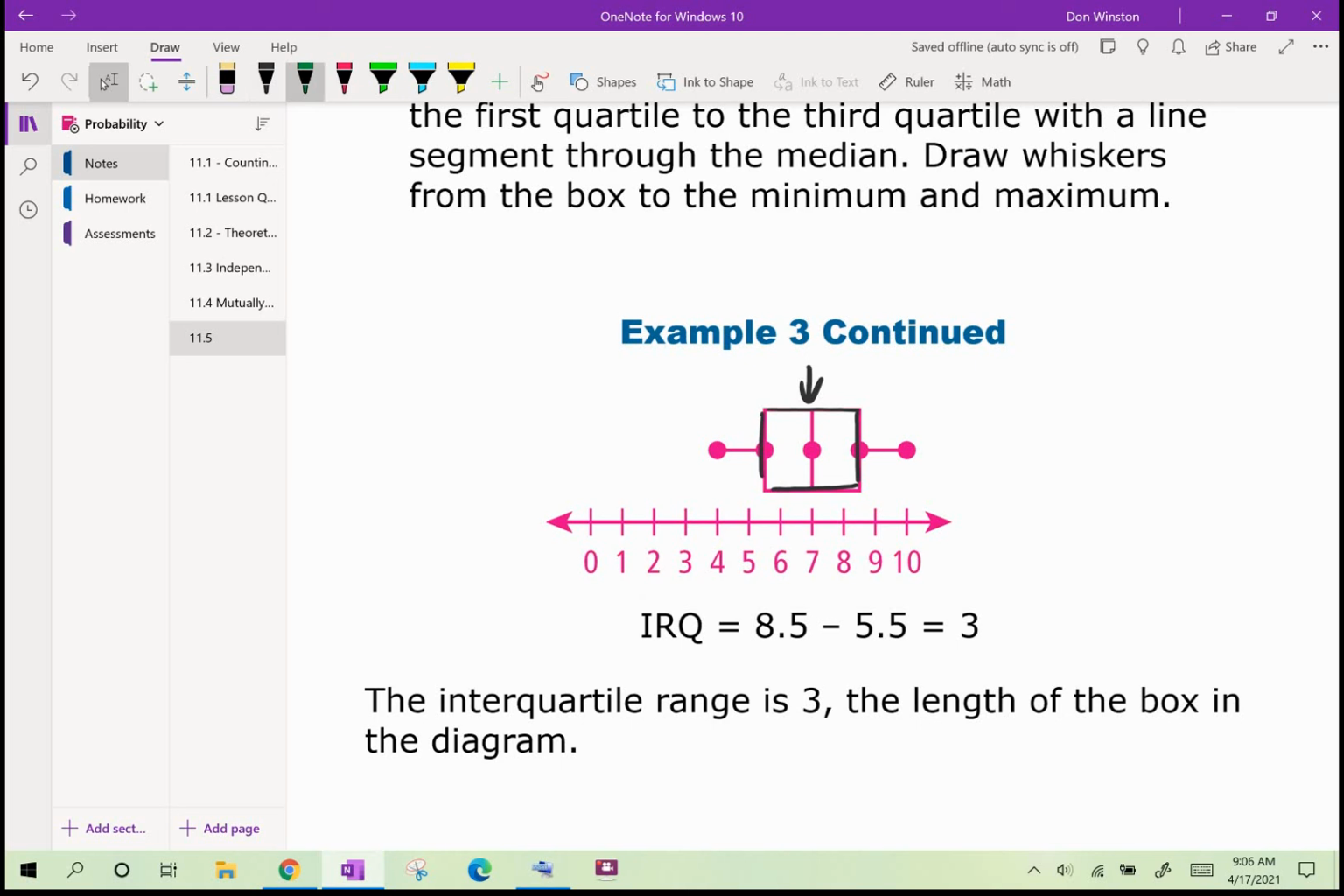I always encourage students just to label, so you can see that box and whisker plot. And then the interquartile range is Q3, which is 8.5, minus Q1, 5.5, or 3.